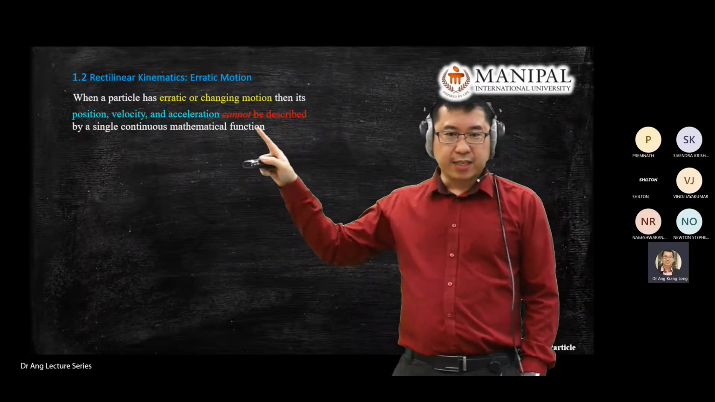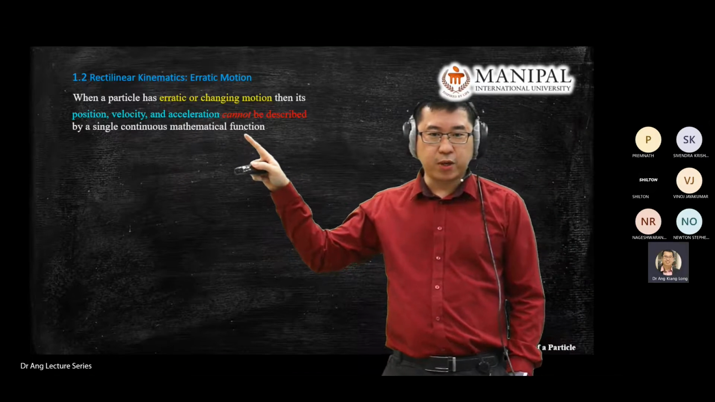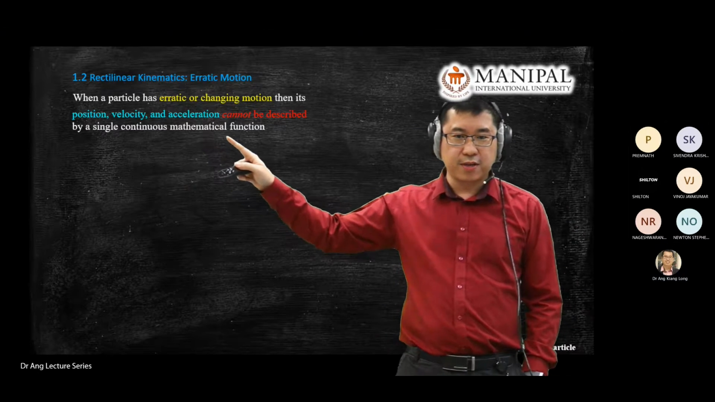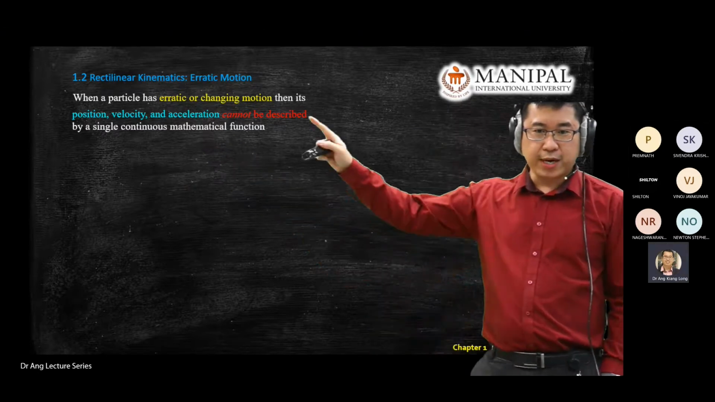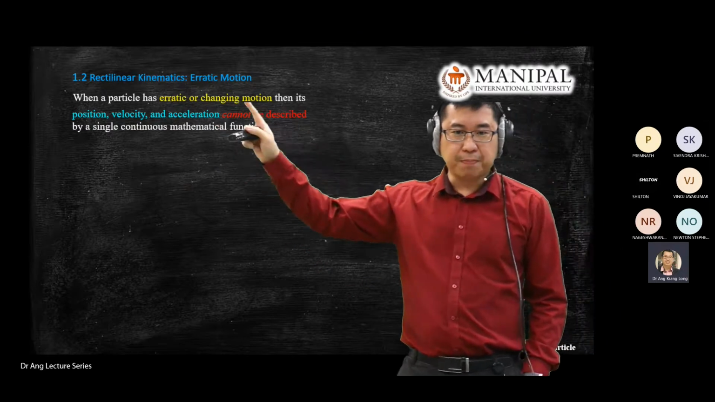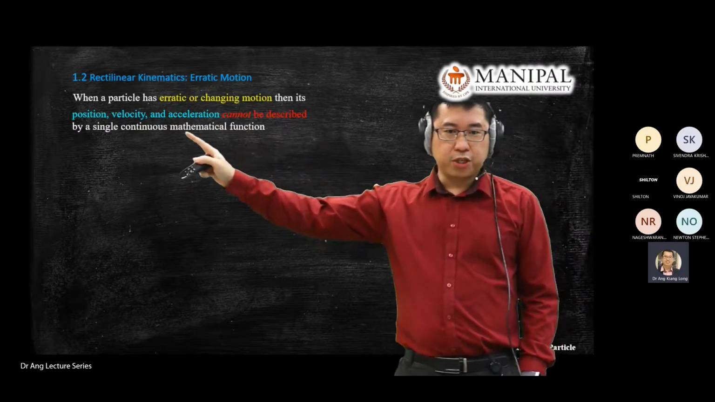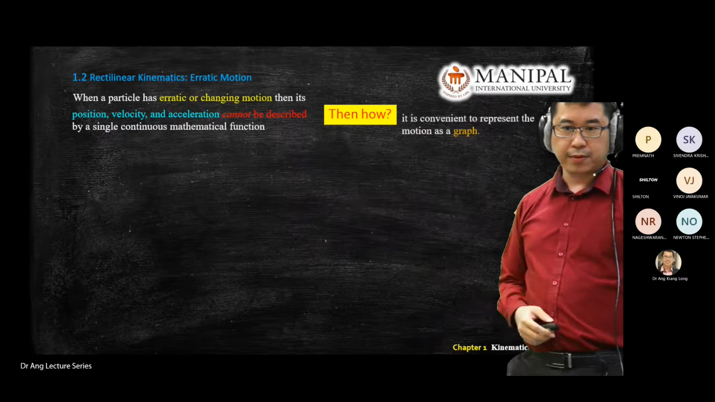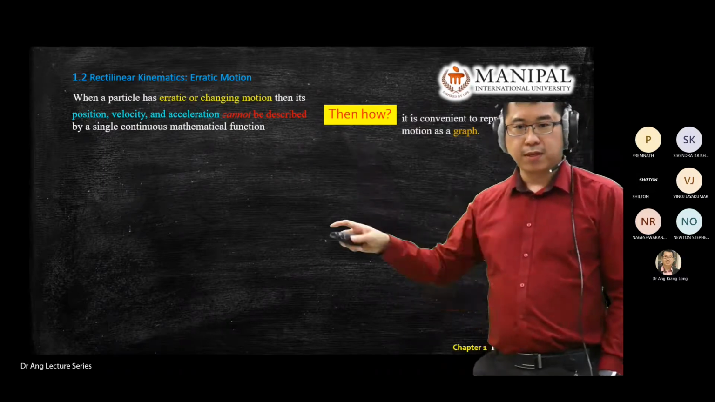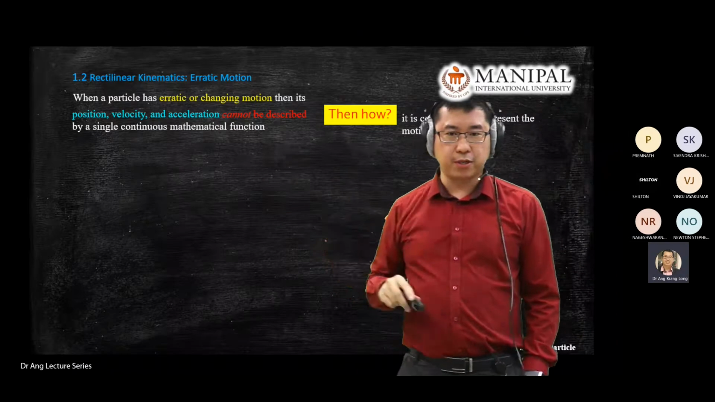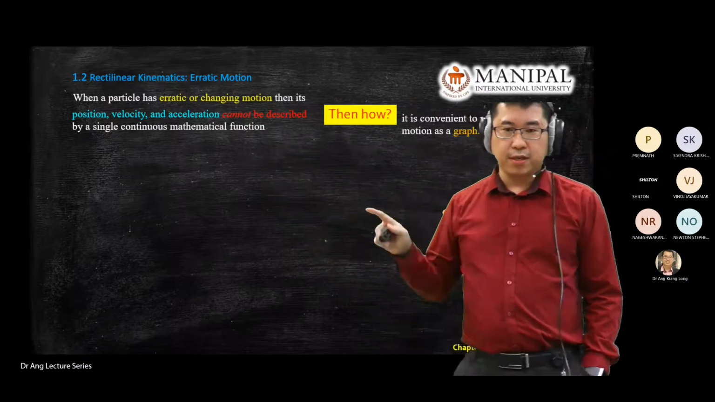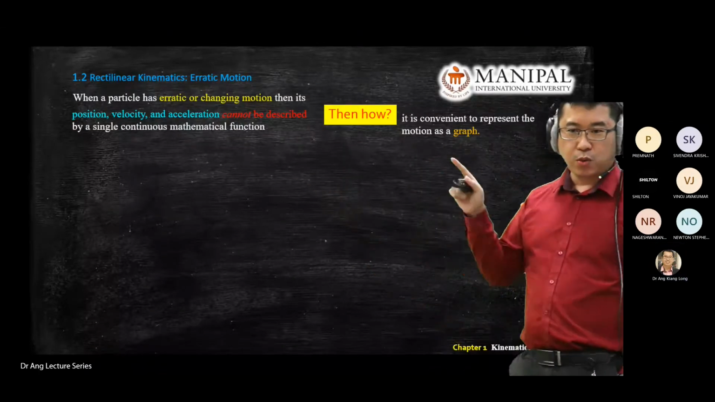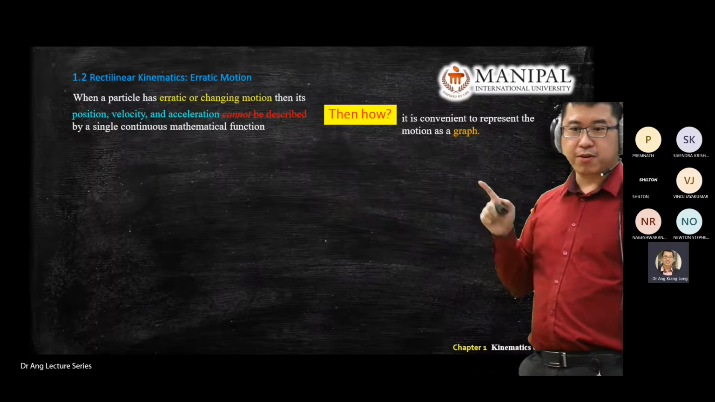So I highlight, you cannot use a single equation to solve. You cannot use a single continuous equation to solve. So when you have an erratic motion or changing motion of particles or object, position, velocity, and acceleration will change also. So if you have an erratic motion or changing motion, ask yourself how to solve this kind of question. We can describe the motion using graph.